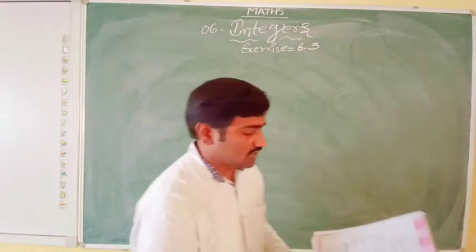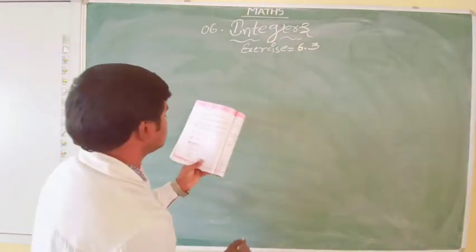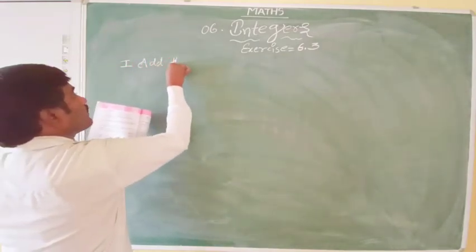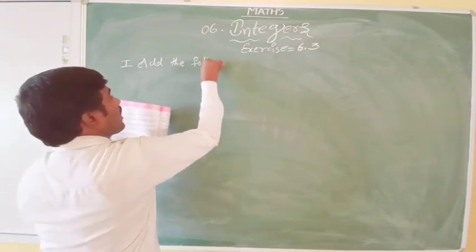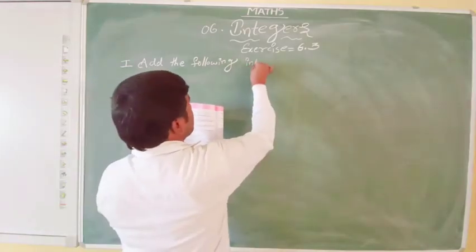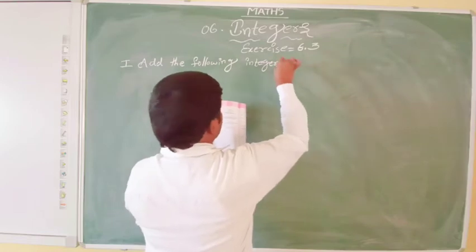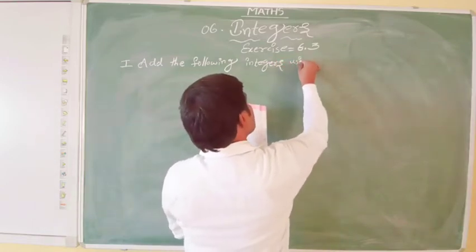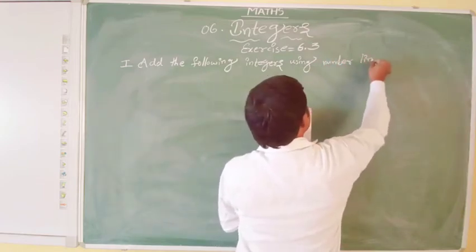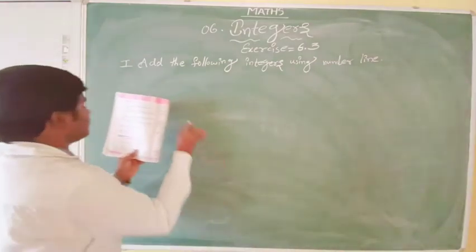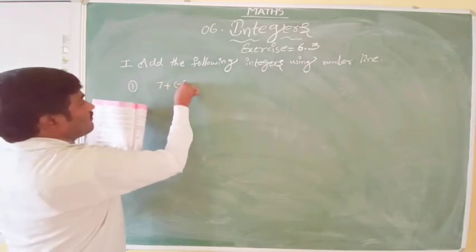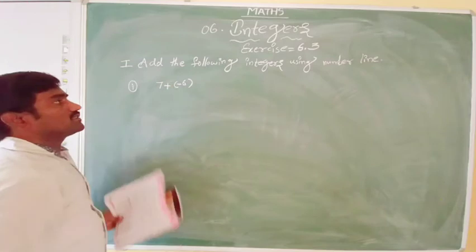There will be number lines in this. See, add the following integers using number line. First one: 7 plus minus 6. 7 plus minus 6.